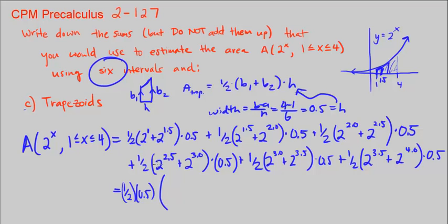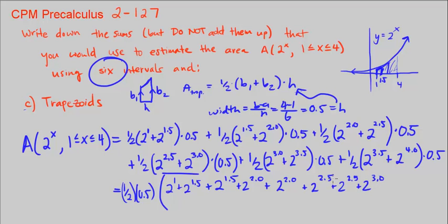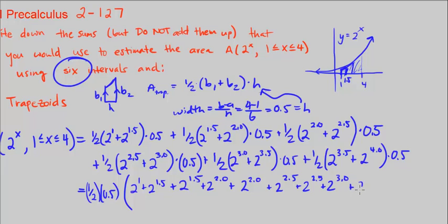And we're left with in here 2 to the 1 plus 2 to the 1.5 from this, plus 2 to the 1.5 plus 2 to the 2.0 from this one, plus 2 to the 2.0 plus 2 to the 2.5 from this one, plus 2 to the 2.5 plus 2 to the 3.0 from this trapezoid, plus 2 to the 3.0 plus 2 to the 3.5 from this trapezoid, and finally 2 to the 3.5 plus 2 to the 4.0 from this trapezoid.